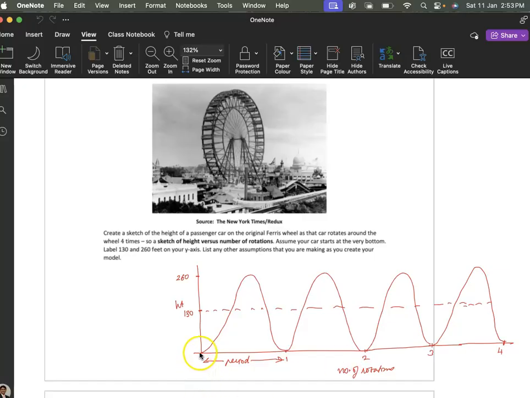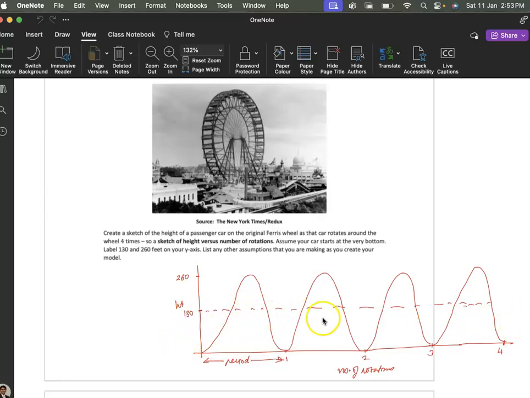So you start from here, go to the maximum, then it comes down. That's your one rotation. This is your second rotation, this is your third rotation, and this is your fourth rotation. And the line through the middle is at 130, because they've asked to put 130 in the middle.